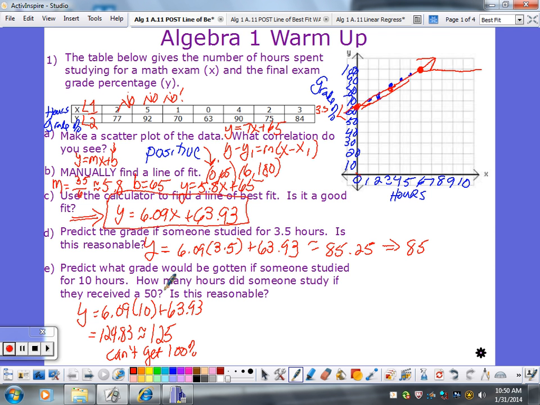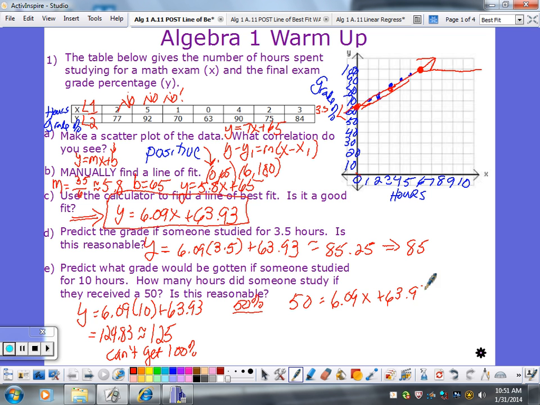Let's look at the second part of this question. How many hours did someone study if they got a 50%? They got 50. So how many hours do we think they studied? Well, we don't have to guess. We have a predictor here, right? Here's my equation. Now, is this 50% an X or a Y? That's a Y, so it goes in the Y. So let's see, I know the Y. Let's find the X.